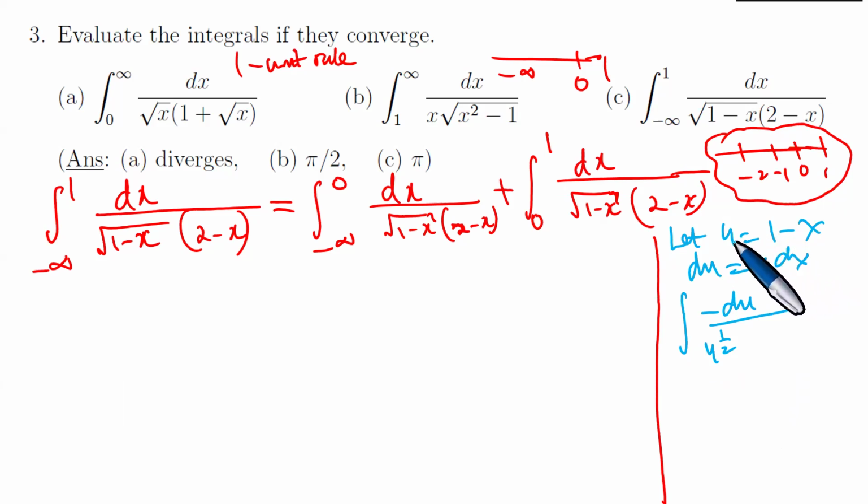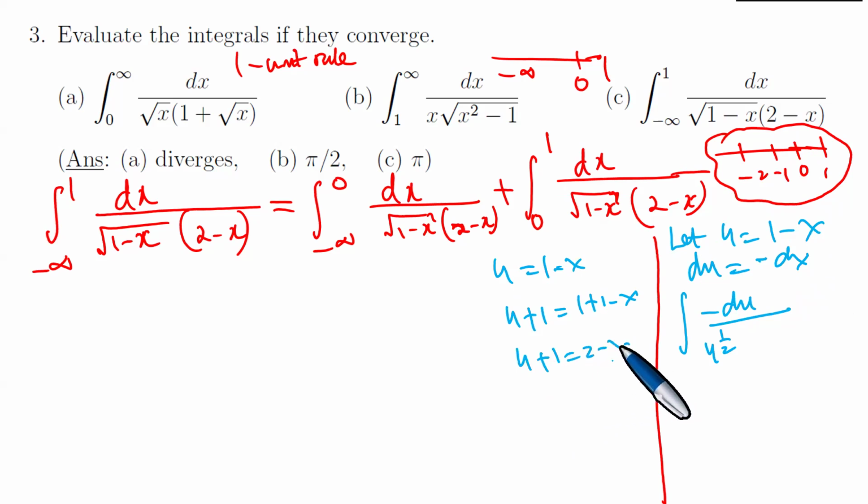2 minus x is what? If you have u is 1 minus x, then you can add 1: u plus 1 is 2 minus x. Or you can just make x the subject of the equation. So wherever there's 2 minus x, you put u plus 1. Like this. And then you have this. The question is, what is this integral here?